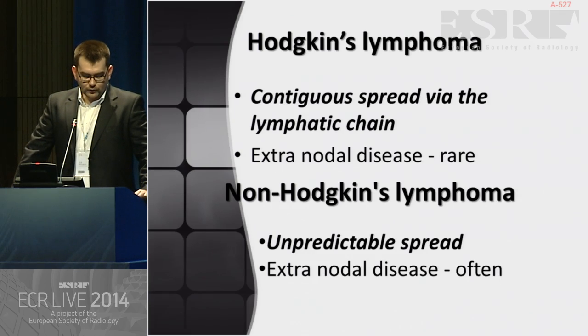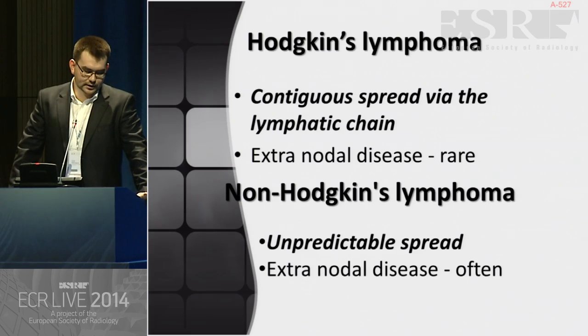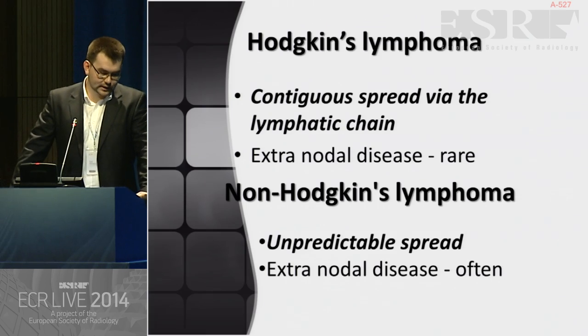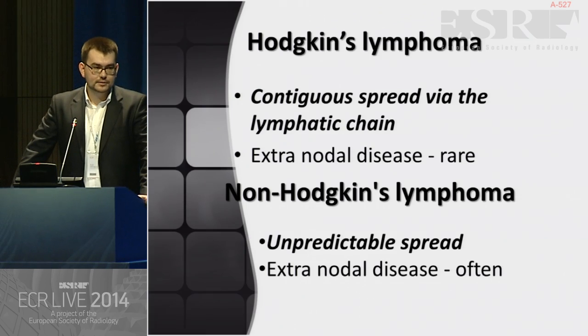The main feature of Hodgkin disease progression is continuous spread via the lymphatic chain, whereas the heterogeneous group of non-Hodgkin lymphomas have unpredictable spread and more often are disseminated at the moment of diagnosis.